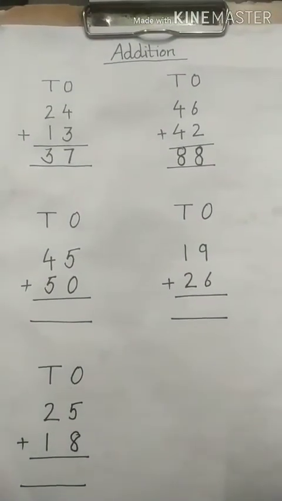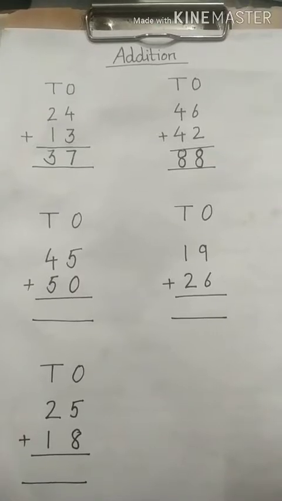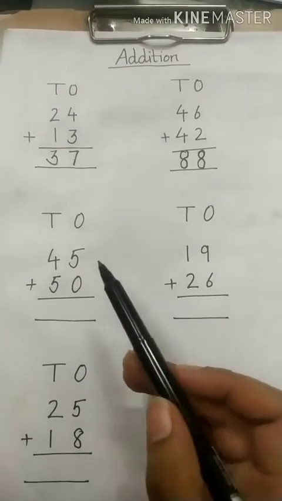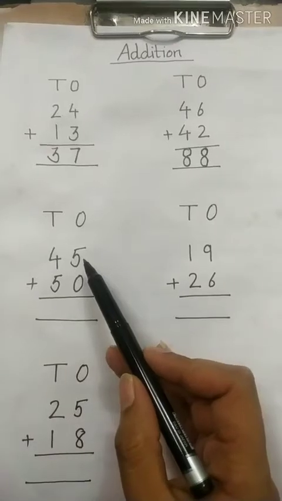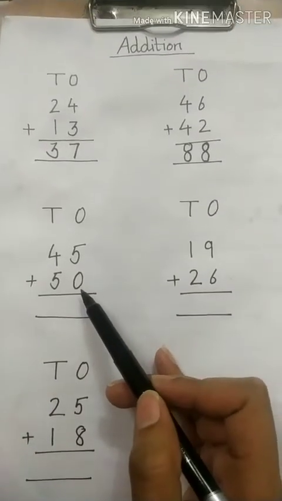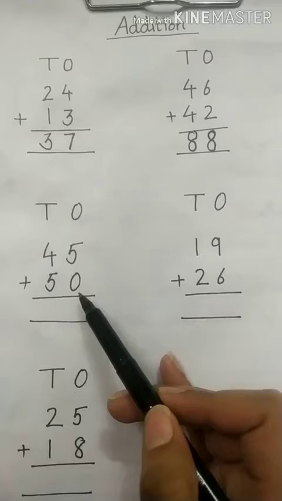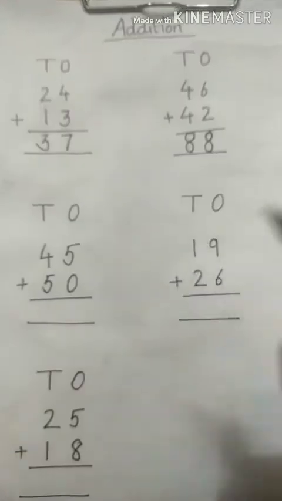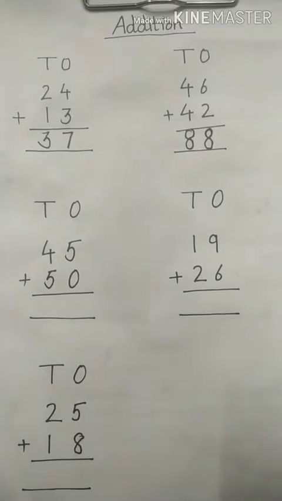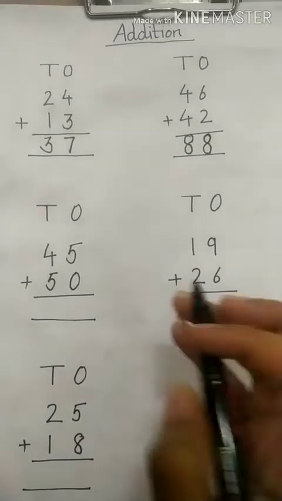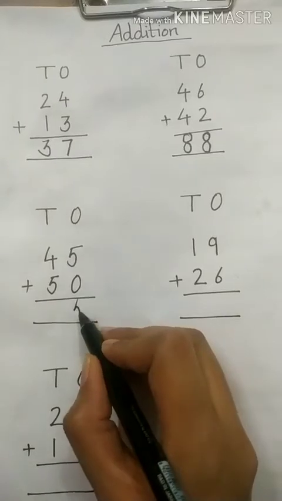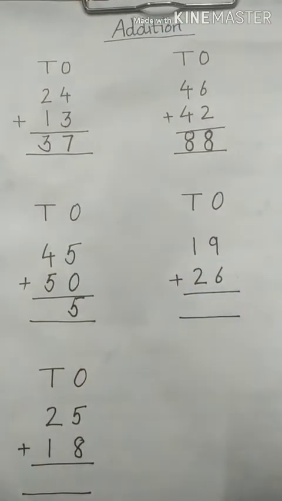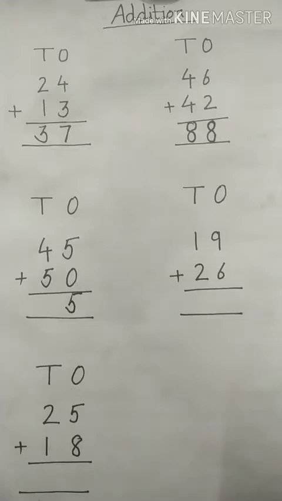So here we are done with the 2 questions. I hope they are clear to you. Let's move further. At ones place 5 is written and here it is written 0. And as you know, 0 means nothing. So the number will remain as it is. So my answer will be 5.